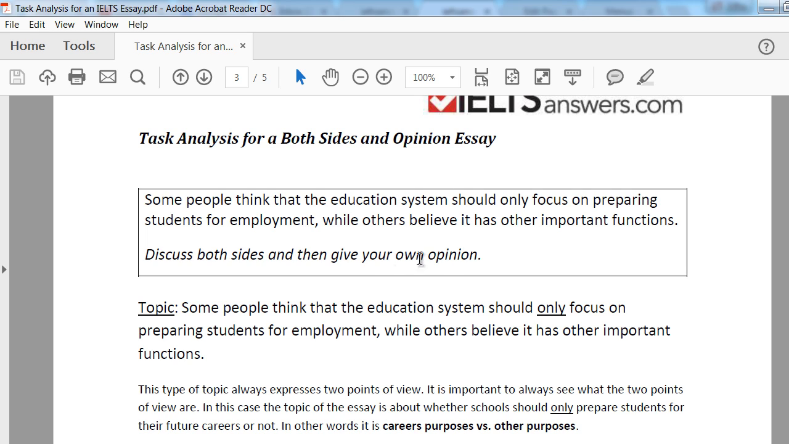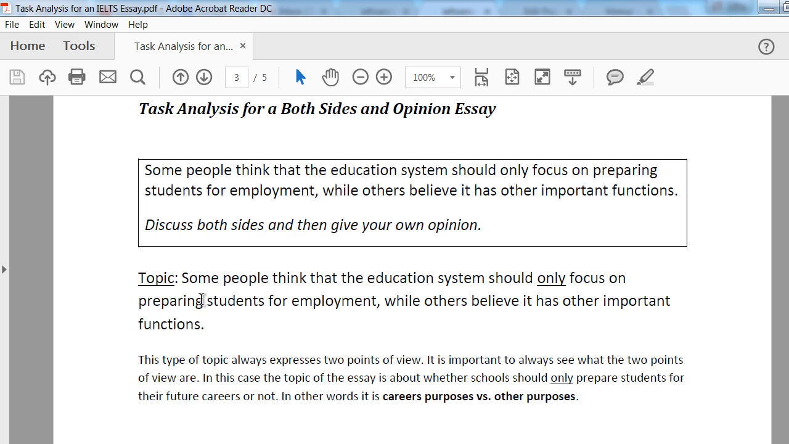So this is a different question. Okay, now let's start with the topic and have a look at that. So topic: some people think that the education system should only focus on preparing students for employment, while others believe it has other important functions. What we should see in the topic are two opinions. So we've got one here that the education system should only focus on preparing students for unemployment. It's not for unemployment, for employment.